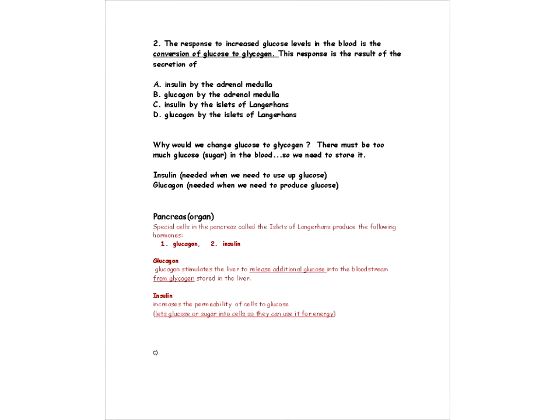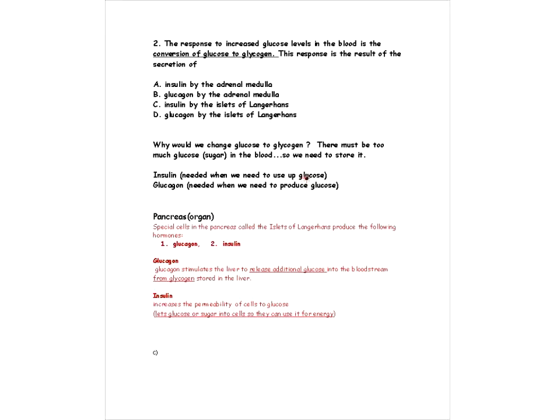The next one says the response to increased glucose levels in the blood is the conversion of glucose to glycogen. This response is the result of the secretion of what? Okay, so whenever we're talking about either high glucose levels or low glucose levels, we're either talking about insulin or glucagon. They always relate to the glucose levels. Okay, so why would we change glucose to glycogen? There must be too much glucose in the blood, so we need to store it.